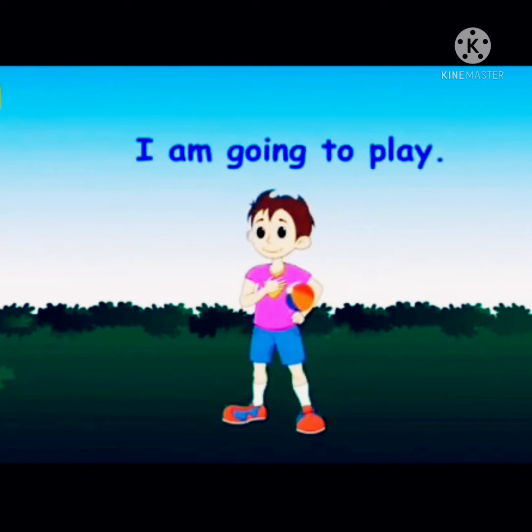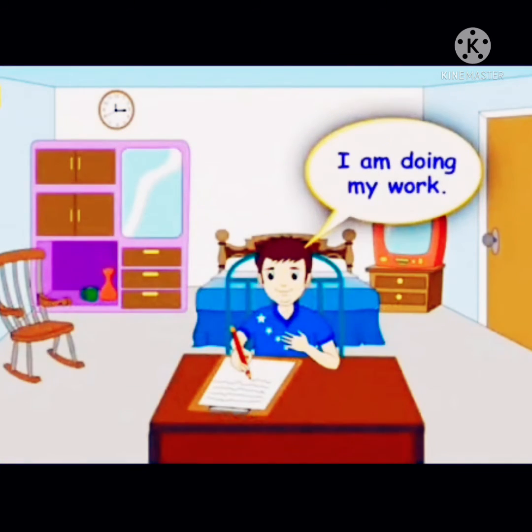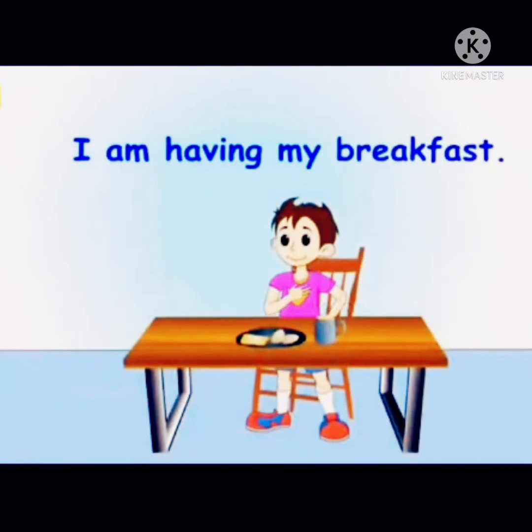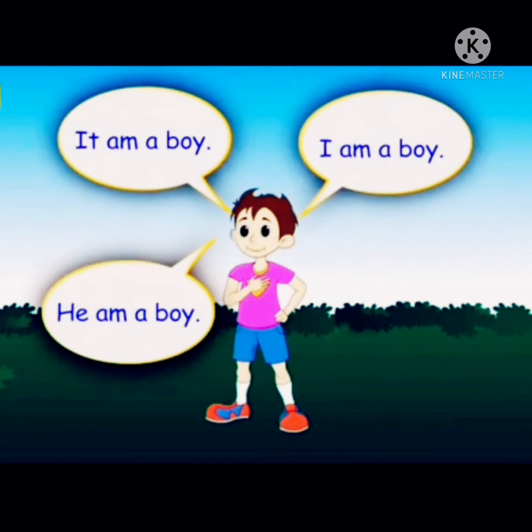I'm going to play. I'm doing my work. I'm having my breakfast. So children, am is always used with I. And remember, when I is used, it is always written in capital letter. Am is not used anywhere except I.